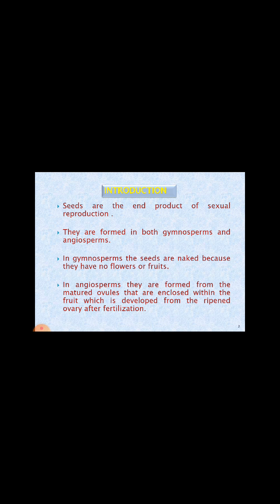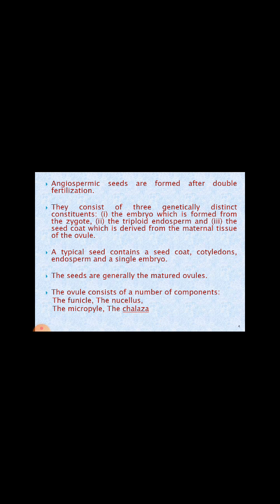In gymnosperms, the seeds are naked because they have no flowers or fruits, whereas in angiosperms, they are formed from the matured ovules that are enclosed within the fruit, which is developed from the ripened ovary after fertilization. Angiospermic seeds are formed after double fertilization and they consist of three genetically distinct constituents: the embryo, which is formed from the zygote, the triploid endosperm, and the seed coat, which is derived from the maternal tissue of the ovule. A typical seed contains a seed coat, cotyledons, endosperm, and a single embryo. The seeds are generally the matured ovules.